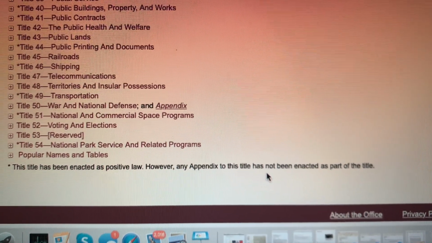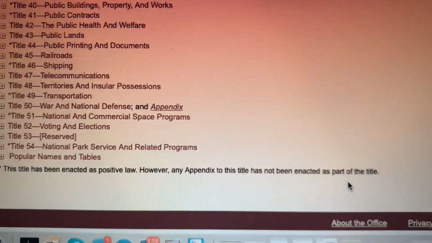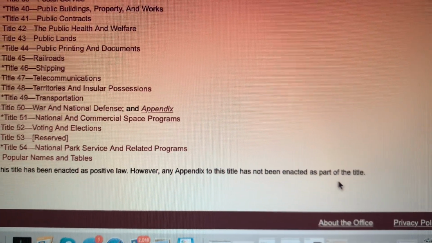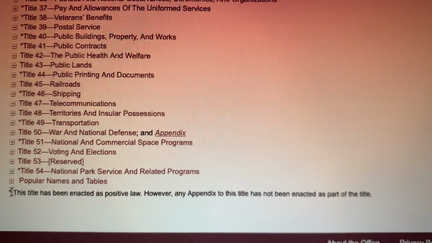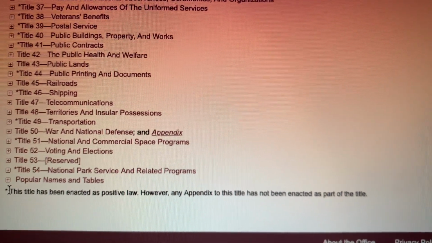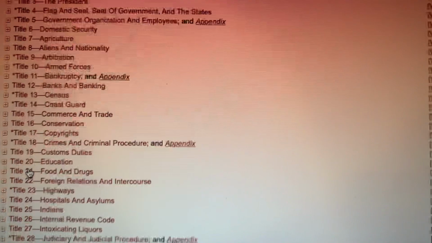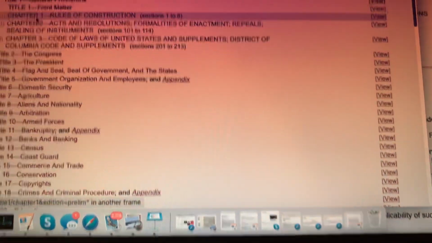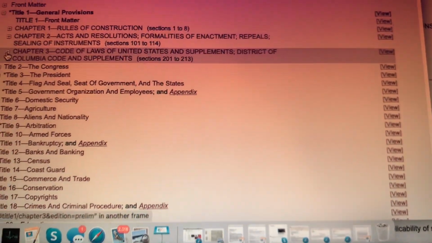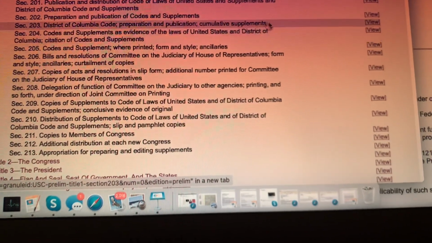However, any appendix to this title has not been enacted as part of the title. So it's telling you with an asterisk, it's been made positive. Without, it has not been made positive. Okay, so what is a positive law? Title 1, Chapter 3, Section 204.